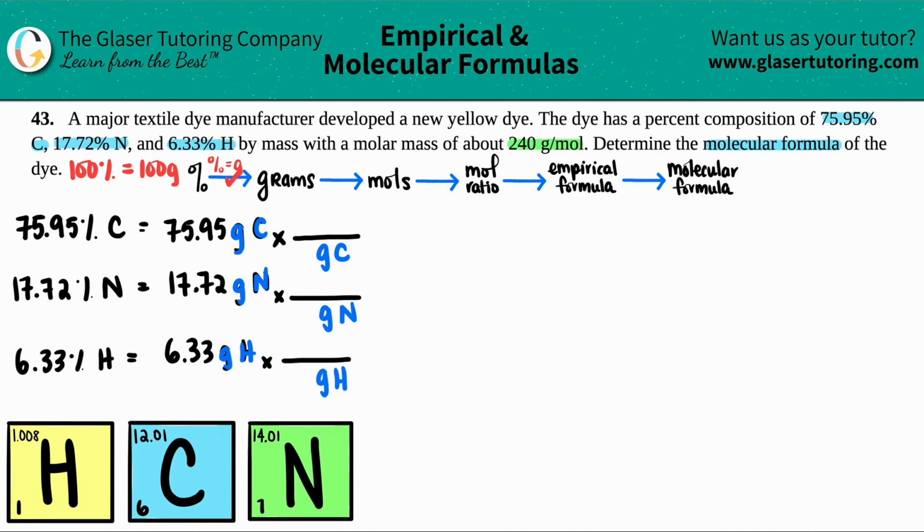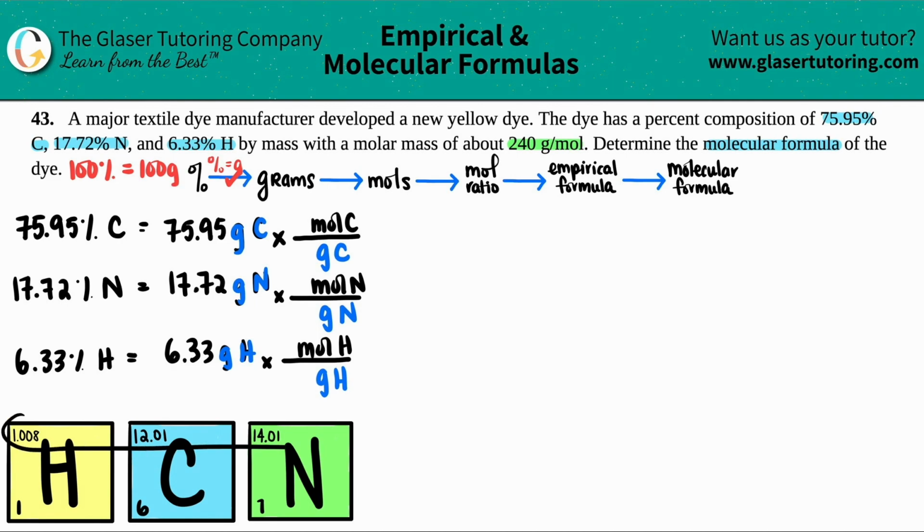And the elements have to match. So this would be mole of carbon, carbon goes with carbon. Mole of nitrogen, nitrogen goes with nitrogen. Mole of hydrogen, hydrogen has to go with hydrogen. Now what are going to be the numbers, right? That's when we go to the periodic table of elements, and we take those mass numbers.